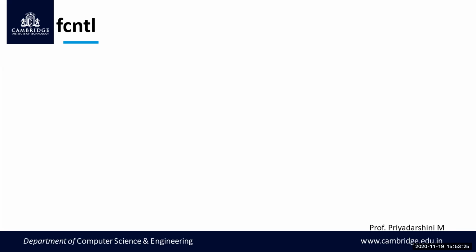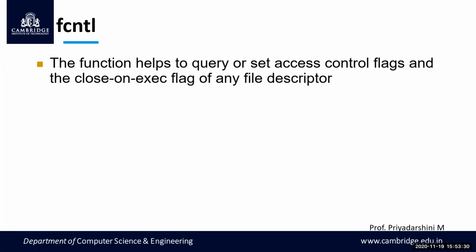So we will just see what's the use of these APIs. The fcntl function, an API is nothing but a function, helps to query or set access control flags. What are the access control flags? Access control flags are the flags which we have used in the open function, which you already know.